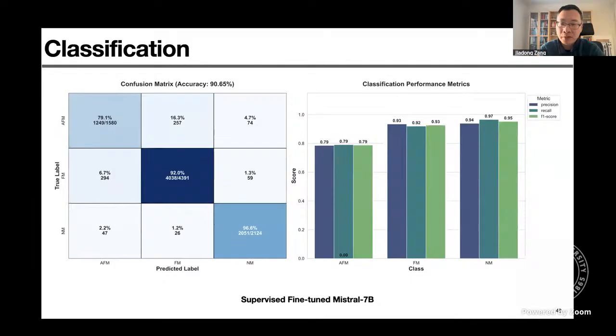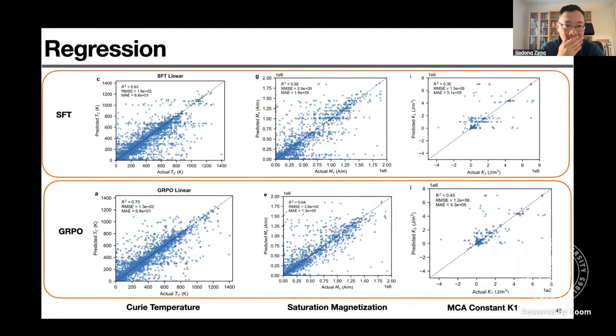So this is the classification in terms of supervised fine-tuning, small open source models, larger models. And then, this is the key result. And this is the supervised fine-tuning result on the Curie temperature prediction, saturation magnetization, and magnetic crystalline anisotropy constant. Okay. You can see that there is some data here.